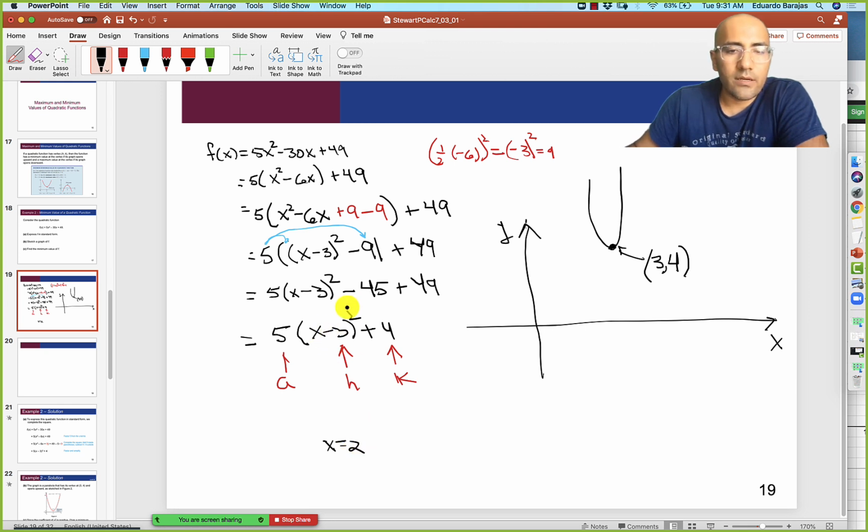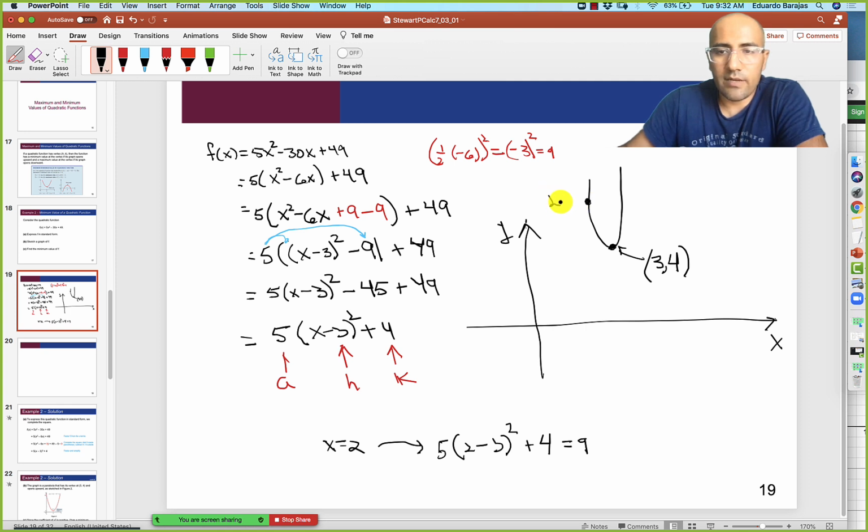we'll end up with 1 squared, which is equal to 1, times 5 is 5, plus 4 is going to be 9. So 2 leads to 5 times (2 minus 3) squared plus 4. Okay, that's going to be equal to 9. So you can just put another dot over here and say that this is the point (2, 9).